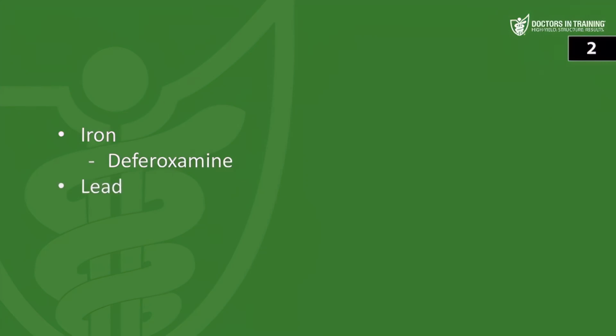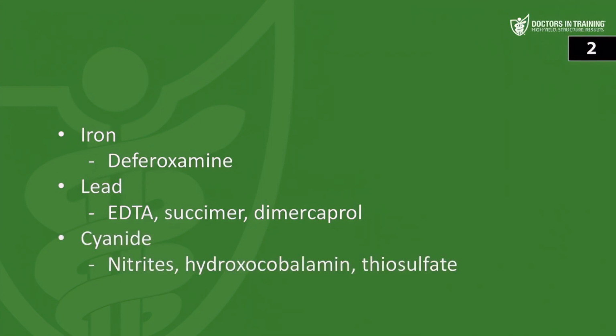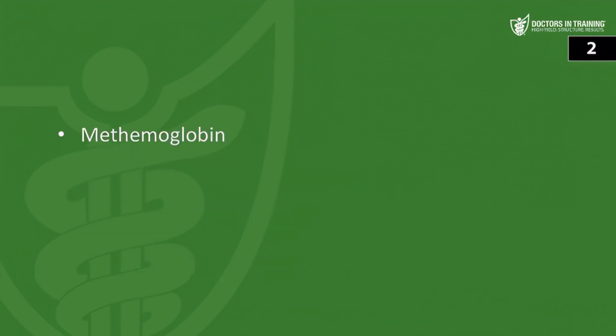The antidote for lead poisoning include EDTA or succimer or dimercaprol. The antidotes for cyanide toxicity are nitrites, hydroxycobalamin, or thiosulfate. The reversal agent for methemoglobin is methylene blue.